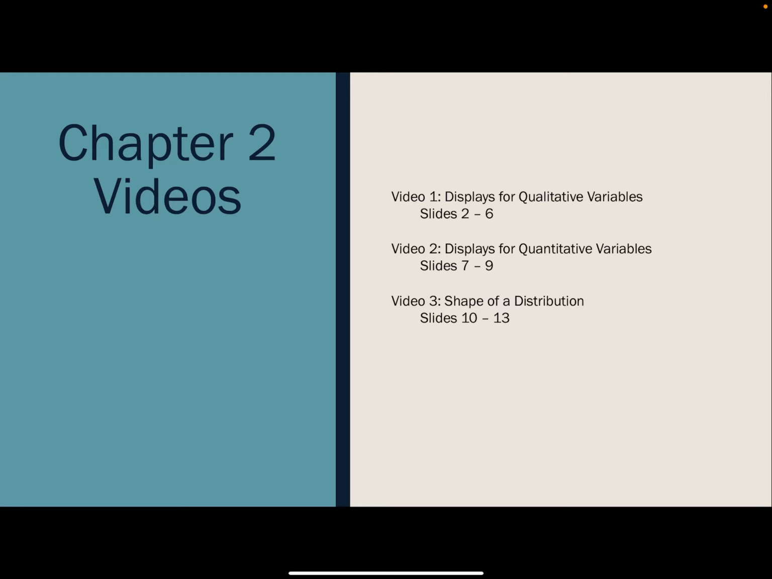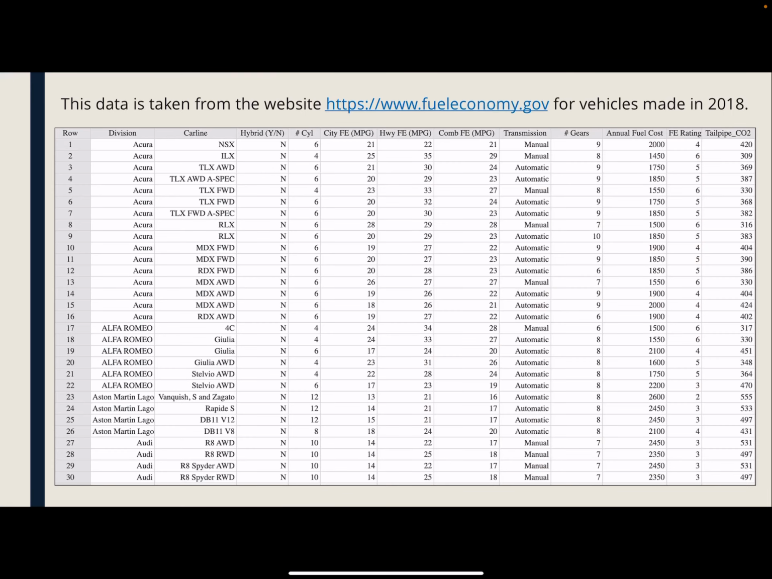Hi everyone. In this set of videos, we're going to look at Chapter 2. And Chapter 2 is all about displaying variables. So we're going to look at the displays that are appropriate for qualitative variables and then the displays that are appropriate for quantitative variables. When we look at quantitative variables, we also like to talk about the shape of the distribution.